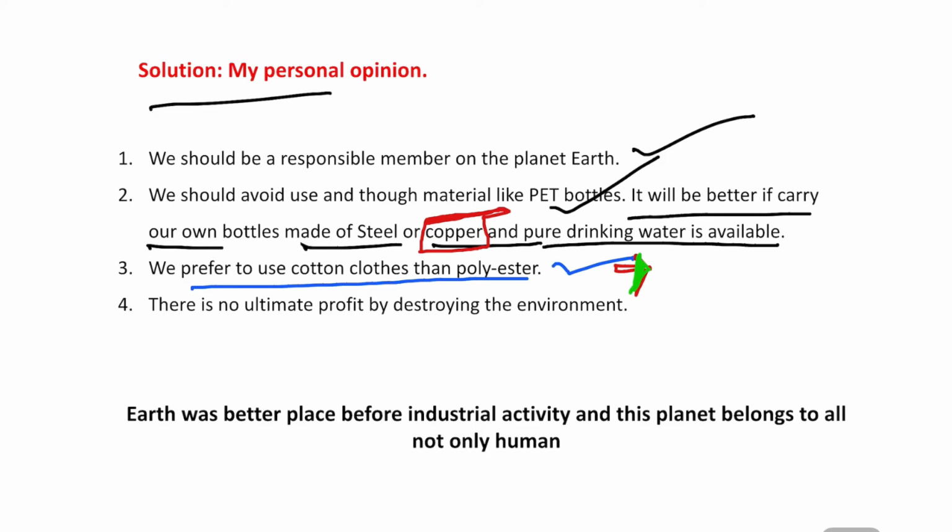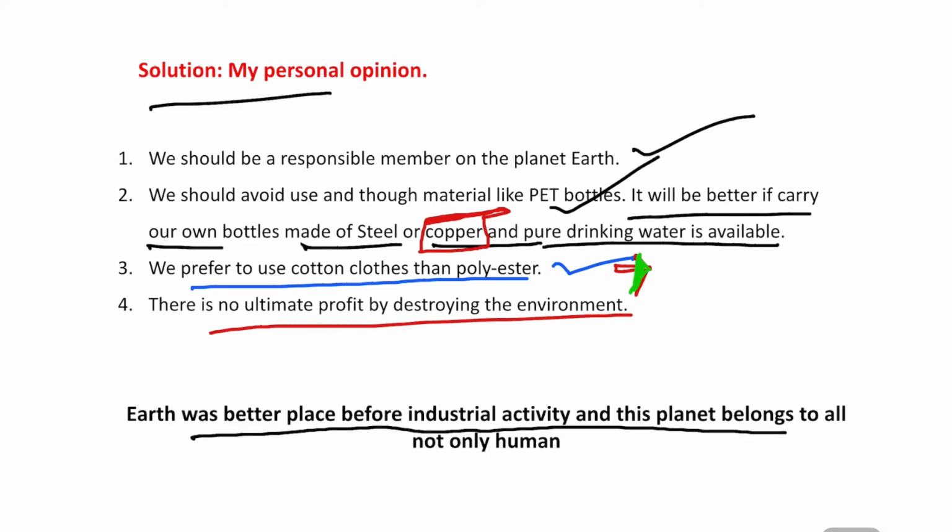So we need to have a debate wisely and ultimately decide. And there is no ultimate profit in destroying the environment. We need to think. We may go for short term profit, but ultimately we will not be profitable. So Earth was a better place before industrial activity, and the planet belongs to all, not only humans. So we should not consider this our personal property.